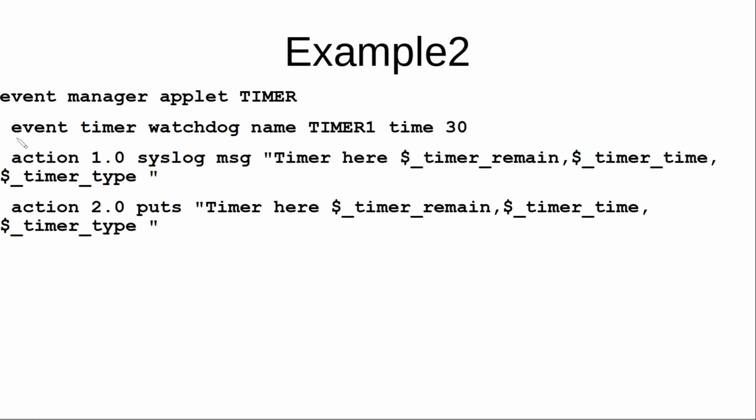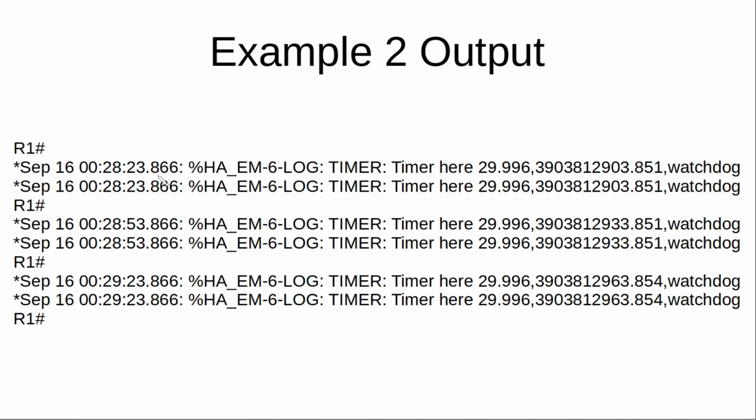We will use an event timer watchdog that runs every 30 seconds. As soon as we enter this applet, it starts counting 30 seconds, and after the 30 seconds elapse, a syslog message will be sent and a message to the screen will be sent. This is the result: syslog and screen, syslog and screen, syslog and screen, and we are printing the 3 variables' information.